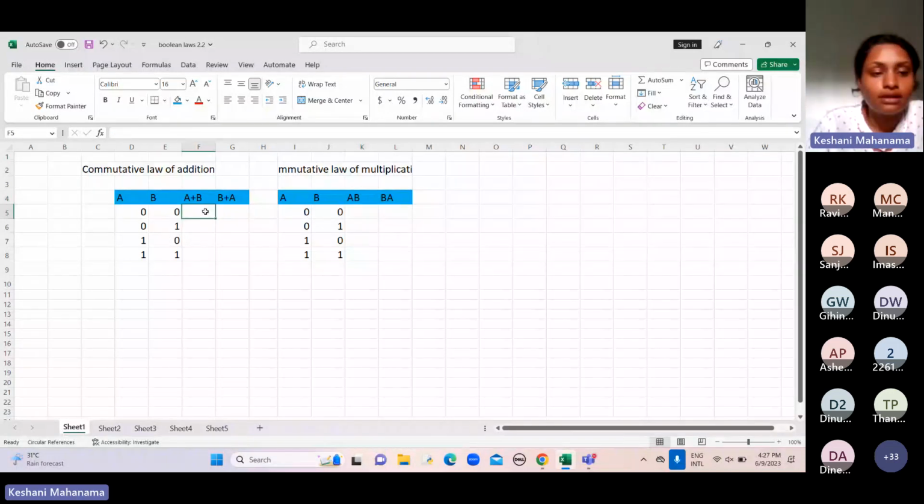In the first one, 0, 0 means there are no ones, so the output is 0. For 0, 1, B is 1, so the output is 1. Here, A equals 1 and B equals 0, so the output is 1. Here both inputs are 1, so the output is 1.